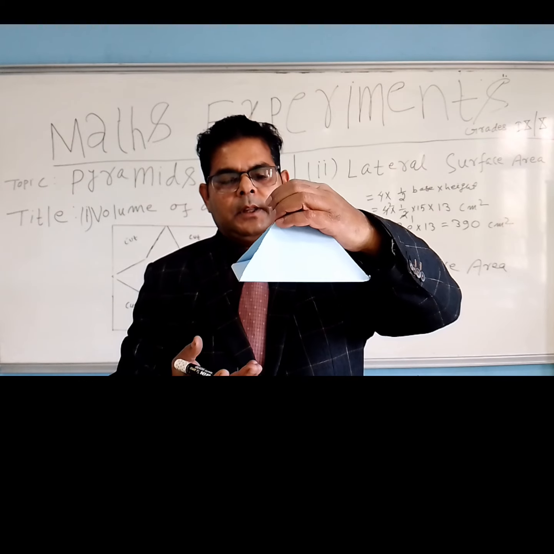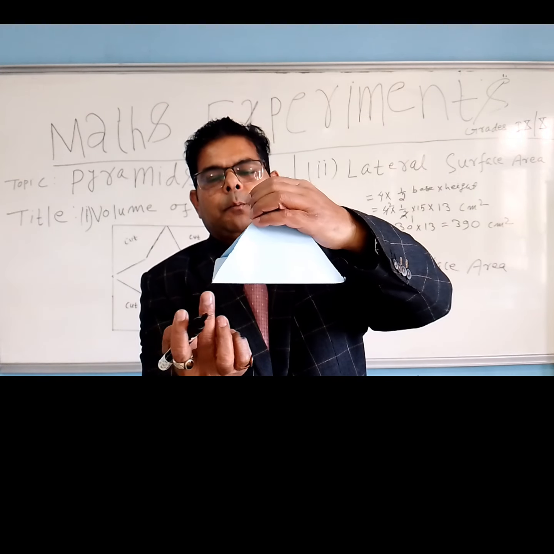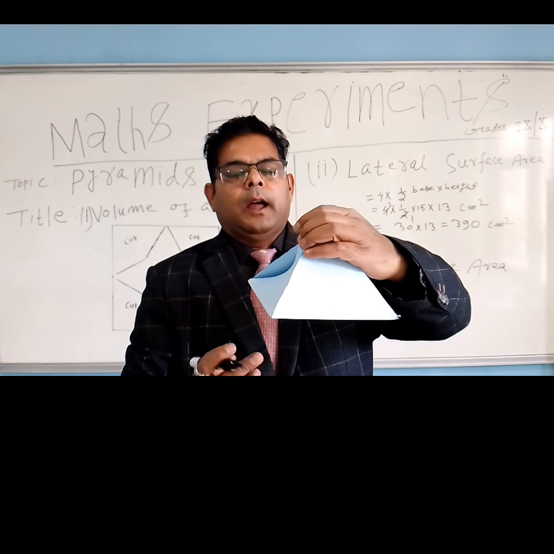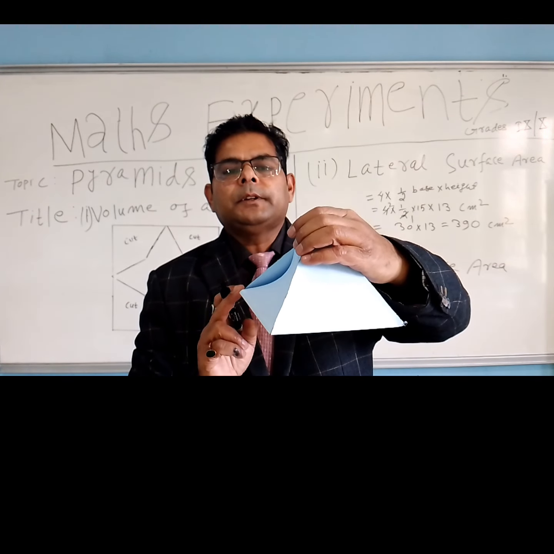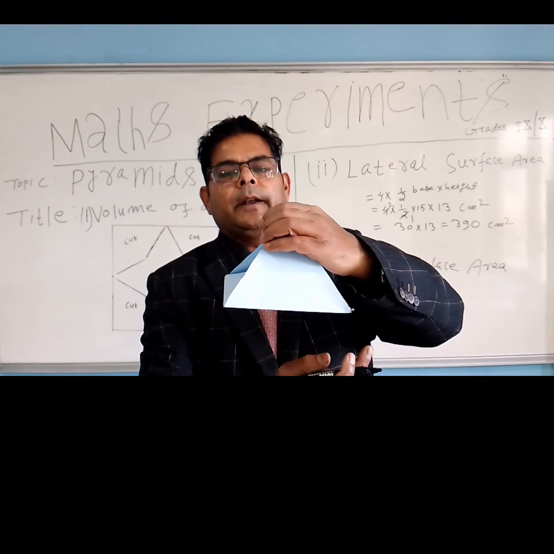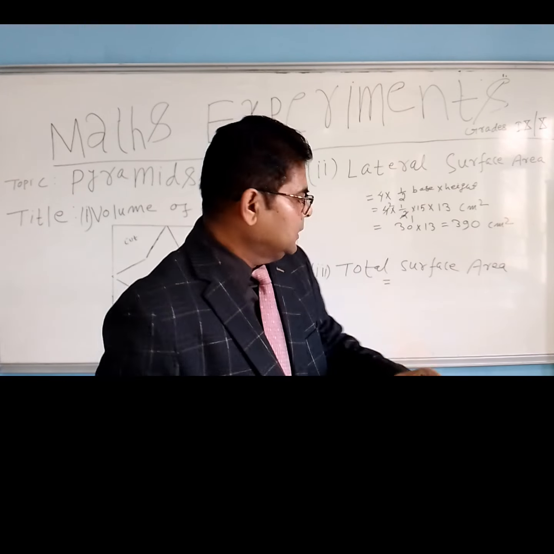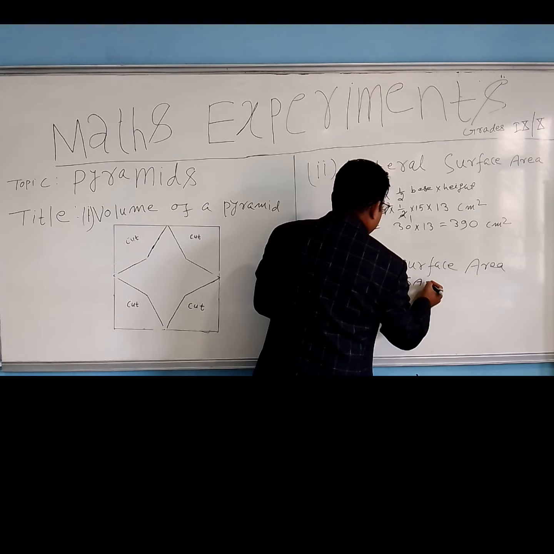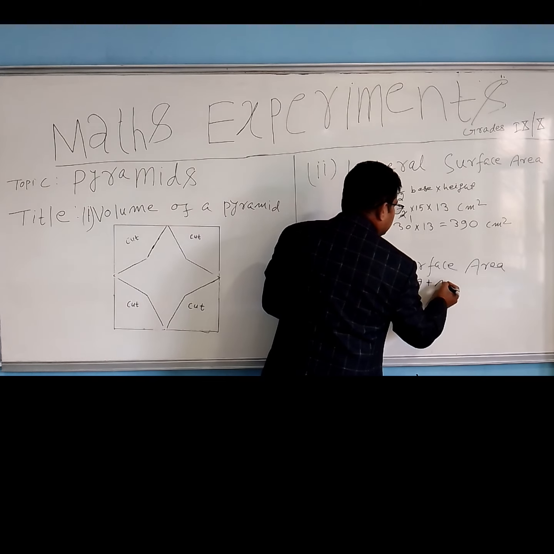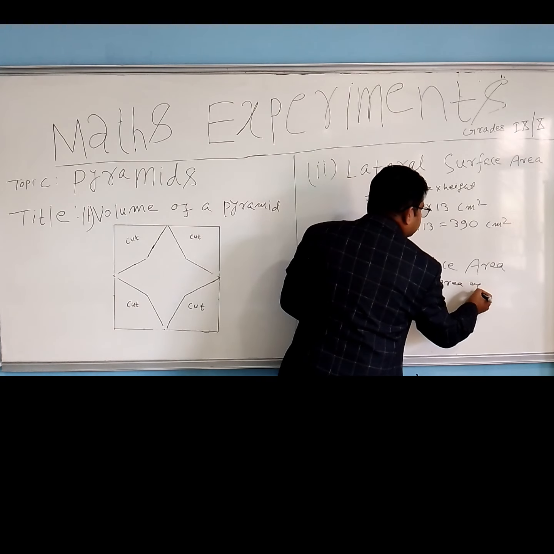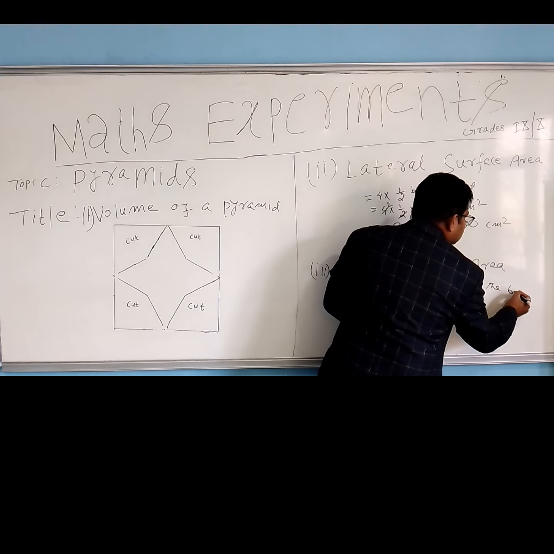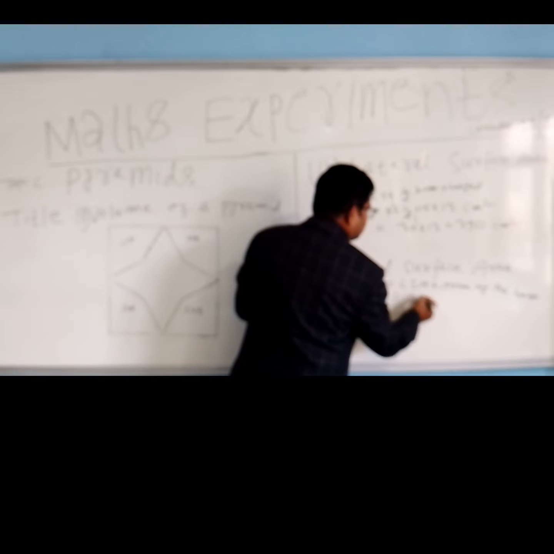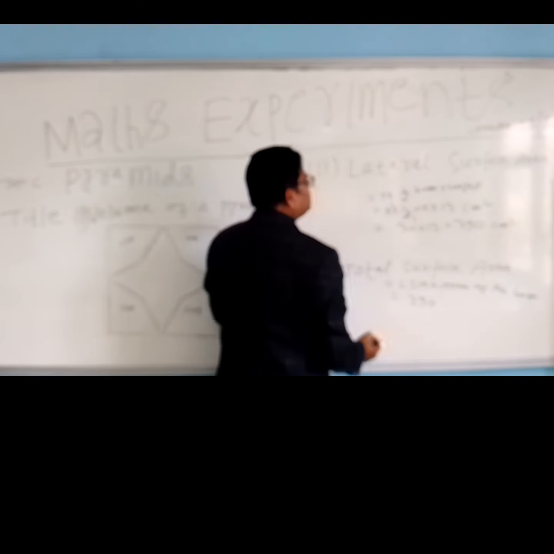Now total surface area means it includes the base also, and you can see the base is a square here, and the length I have taken here is 15 centimeters. So the area of a square is 15 squared. That means in the total surface area, you take LSA, that is lateral surface area, plus the area of the base. The lateral surface area we have already calculated: 390.